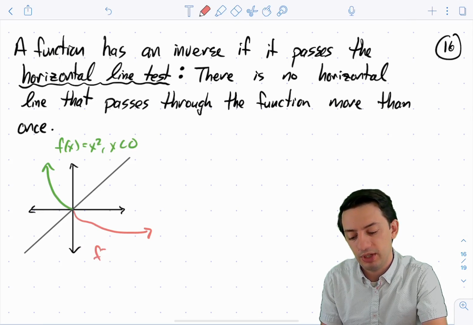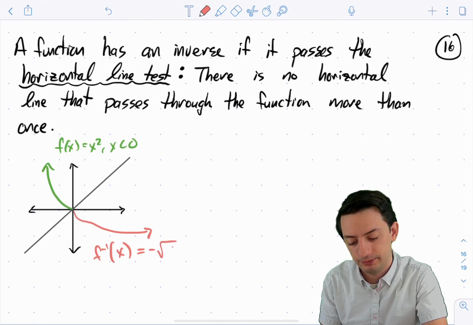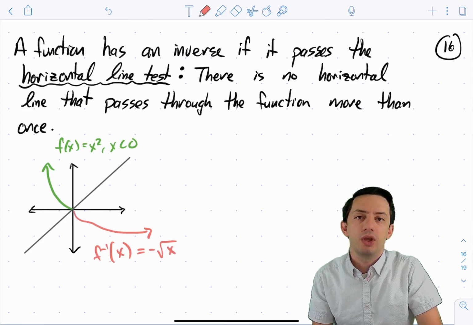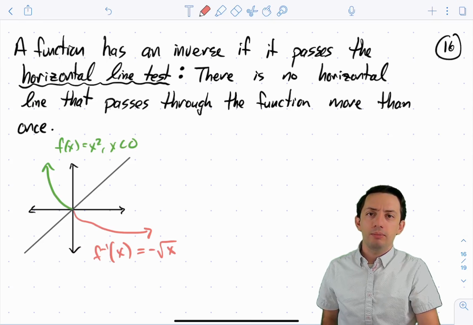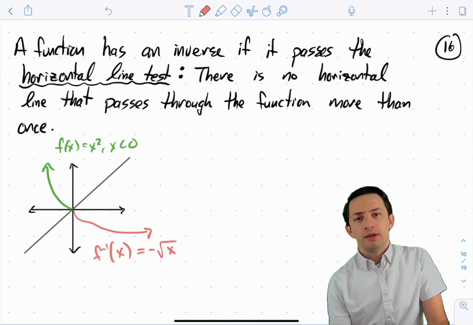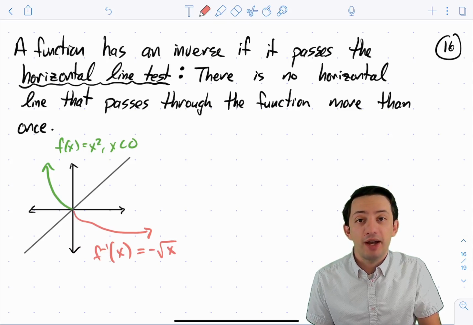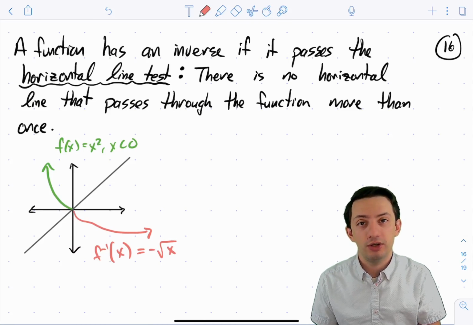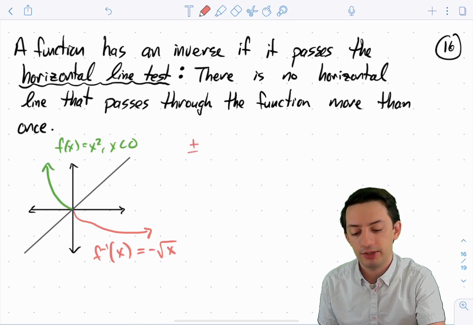This turns out to be negative square root of x. Now, you might remember from arithmetic and algebra or pre-calculus that when you're taking the square root of both sides, if you're trying to solve for an equation, usually you see something like a plus or a minus square root of x kind of thing.